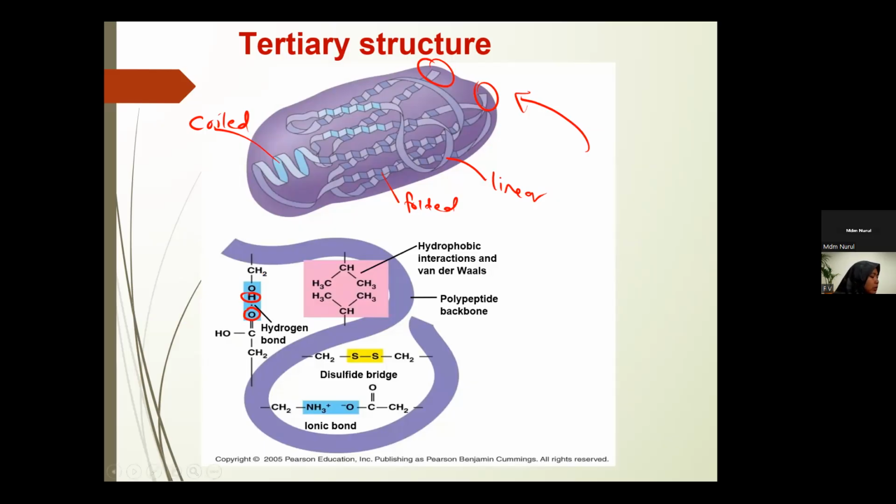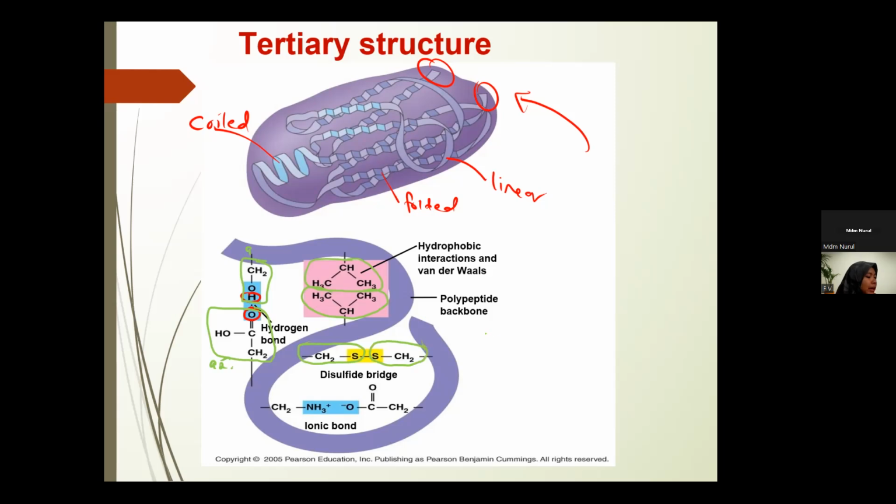Okay, so let me draw. This is one R group of one amino acid. Ni amino acid dia. Yang ni adalah R group of another amino acid, amino acid nombor 2, contohnya. So O dengan H akan bentuk hydrogen bond. Sama juga, ini R group number 1 untuk amino acid number 1, ini another R group of another amino acid. So, dia membentuk ikatan antara mereka.